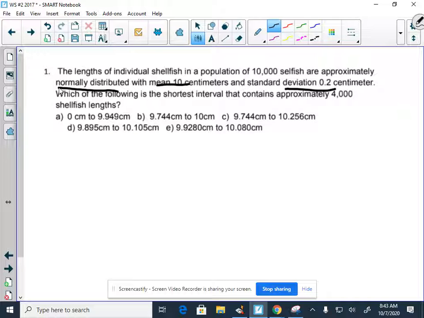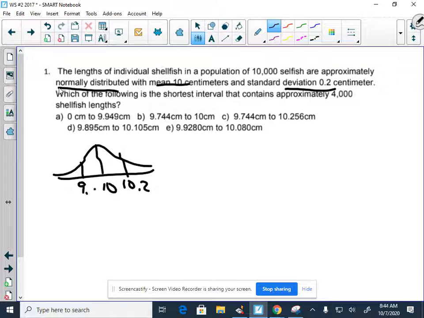It has a mean of 10 and a standard deviation of 0.2. So if I started drawing this, I don't need you to draw it. You sure can draw it. Here it says, which of the following is the shortest interval? Now, first of all, before we even think about other stuff, what are we looking at?